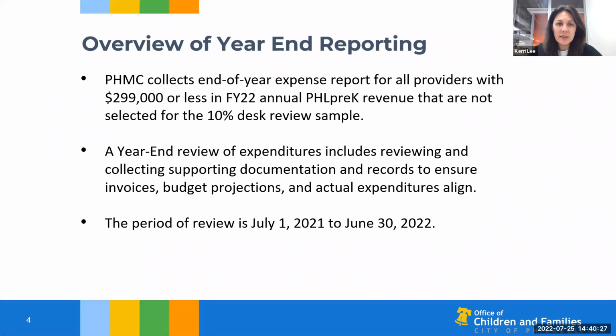PHMC collects end-of-year expense reports for all providers with $299,000 or less in FY 22 annual PHLpreK revenue. That's those providers that are not selected for the 10% desk review. A year-end review of expenditures includes reviewing and collecting supporting documentation and records to ensure invoices, budget projections, and actual expenditures align. The period of review is January 1st, 2021 to June 30th, 2022.